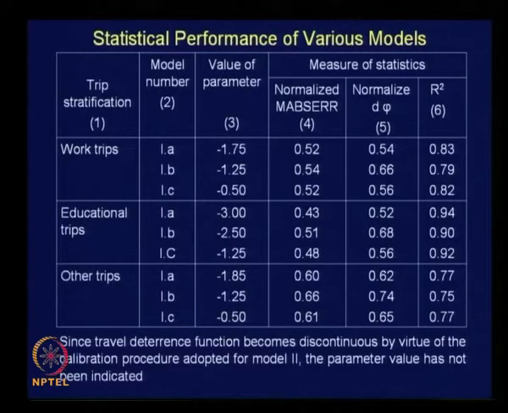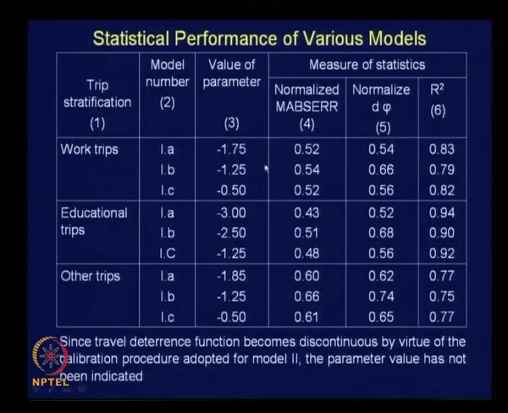So when you fix your destination, obviously when there is a choice you try to minimize the travel distance, right. So that is how deterrence for travel for education is shown here as higher than the deterrence for work trips. Are you able to appreciate this point? Unless you have a feel of that, there is no point in looking at this table and these numbers.